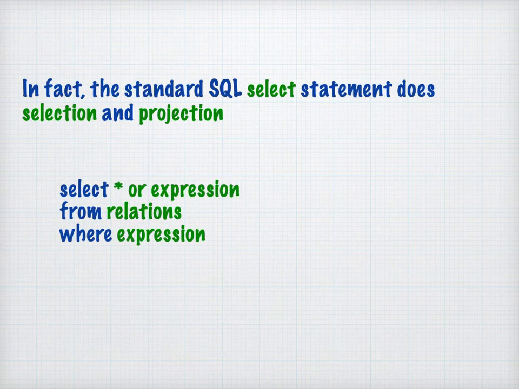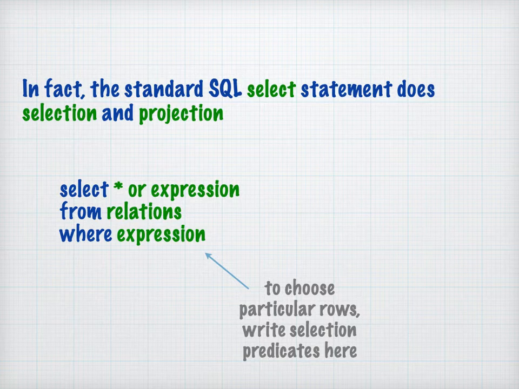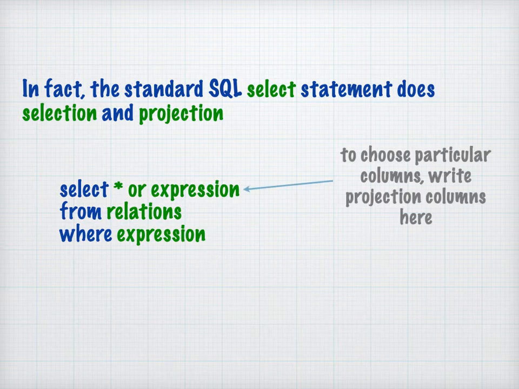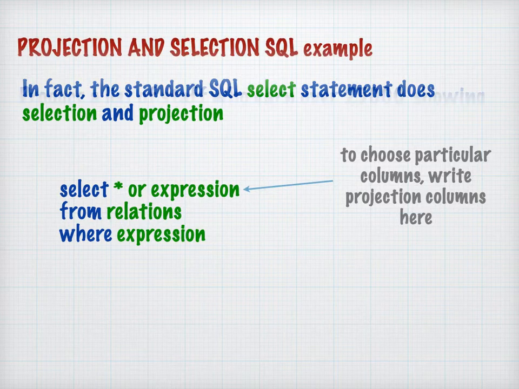So we know that we can place a condition or predicate after the where clause up here, and that will choose particular rows. And from the previous examples, we know that if we wanted to choose particular columns, we can do that by placing the columns after the select reserved word. So we can do selection and projection. In other words, we can choose particular rows and particular columns just in this very simple expression, select from where. So let's look at an example that demonstrates that.